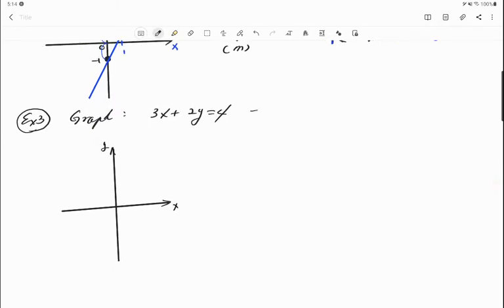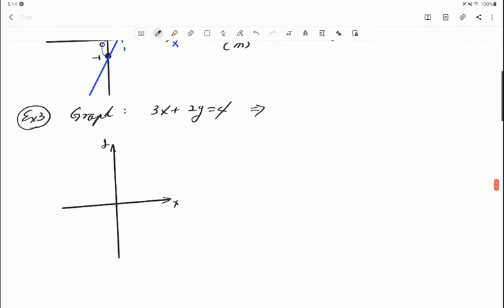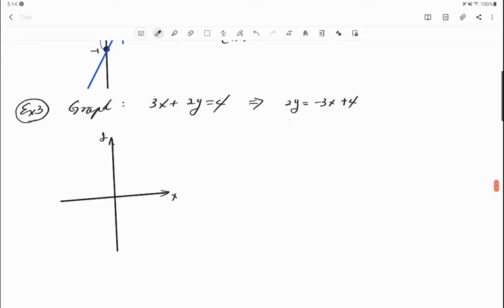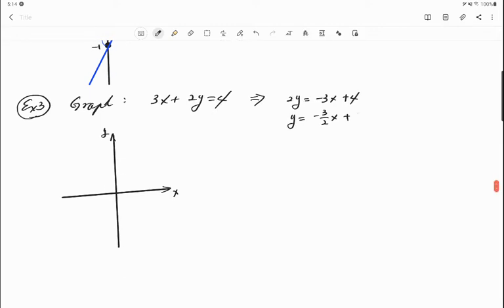Okay, let's rewrite it so that we can find the slope. Then 2y equals negative 3x plus 4, subtracting 3x from both sides. Then divide each side by 2. So negative 3 over 2 x plus 4 over 2 is 2, right? All right, then the slope is negative 3 over 2, and this is the y-intercept. That means when x equals 0, y is 2.